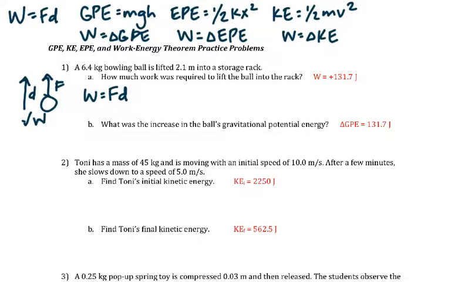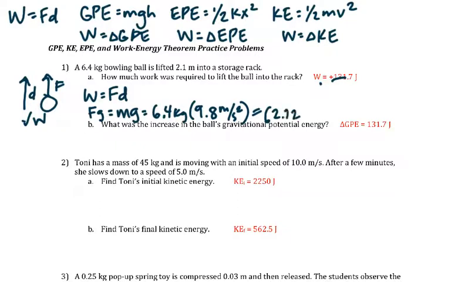So when you lift something, the force is going to equal the weight of the object, right? So we're going to need to find the weight of that bowling ball. To do that, we're going to use our old friend, the equation Fg equals mg. So we have a 6.4 kilogram bowling ball times 9.8 meters per second squared. And that gives us a force of 62.72 newtons.